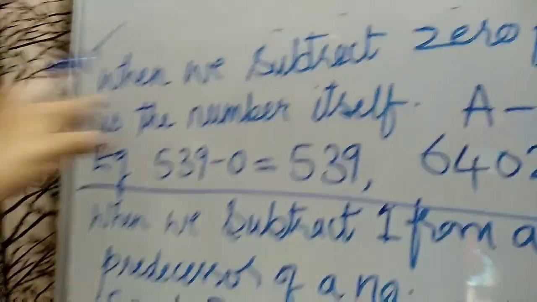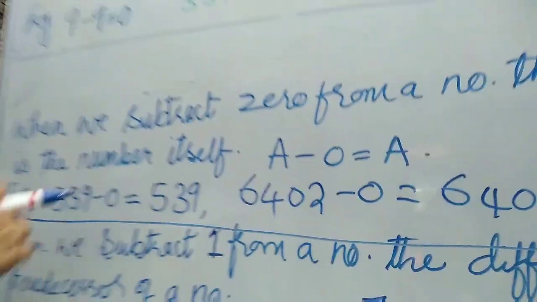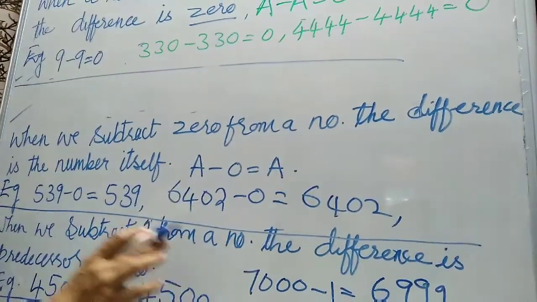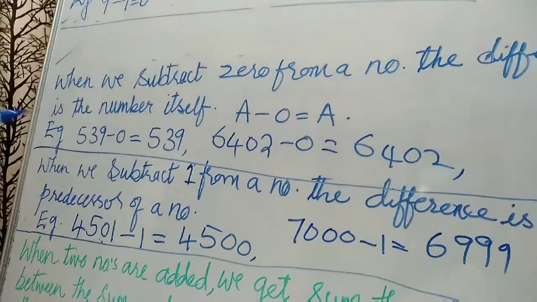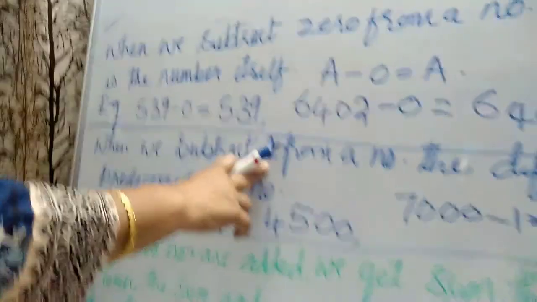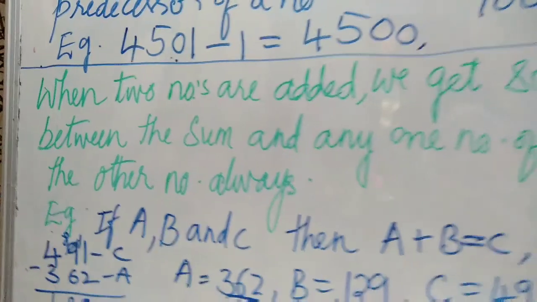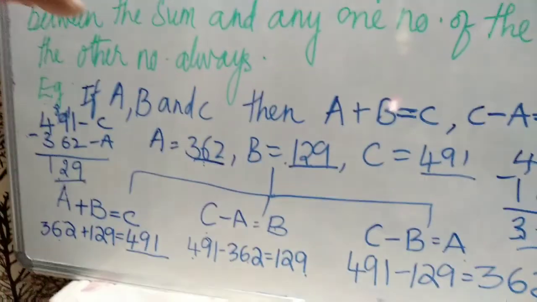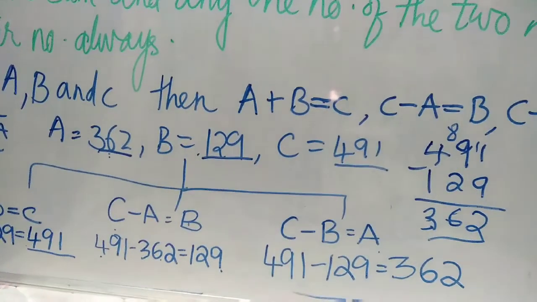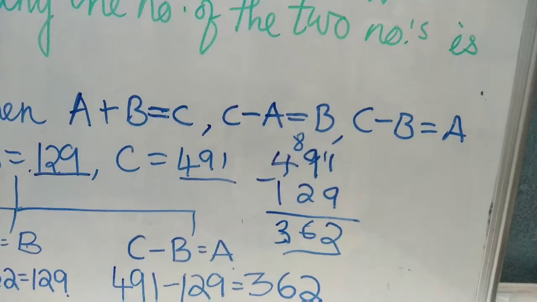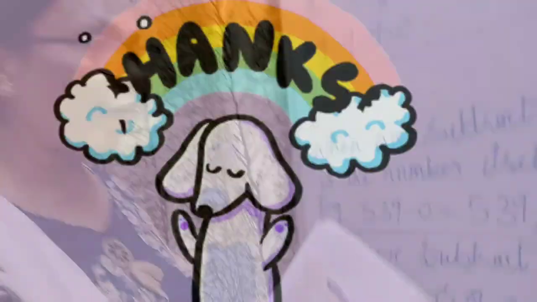When we subtract 0 from a number, the difference is the number itself. From a number, you take out 0, you get the same number. Then from a number, if you subtract 1, the difference is the predecessor of the number. Then the last property is A, B and C are three numbers. A plus B is equal to C. C minus A is equal to B. C minus B is equal to A. Here they have not given sums. Solve the sums in the notebook.